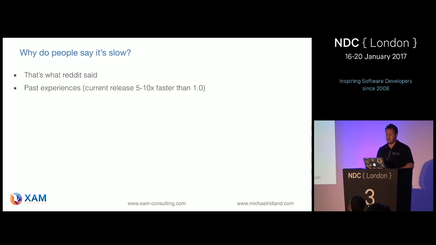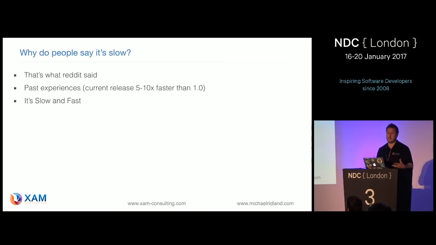So past experiences: if you tried Xamarin.Forms when it was 1.0 or 18 months ago, the experiences that you can do now and the apps that you can develop now are a lot different than how it was when it was first released, because it was pretty slow then. But they've built a lot of features that actually enable you to build better performing Xamarin.Forms apps. So there's certain parts of Xamarin.Forms that are slow and certain parts that are fast. I guess that's what we'll be going over today.